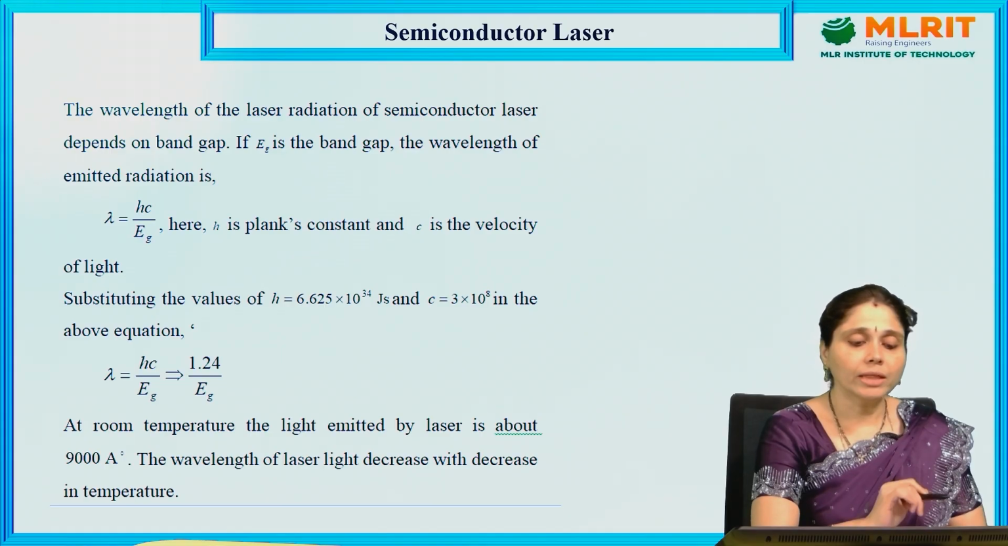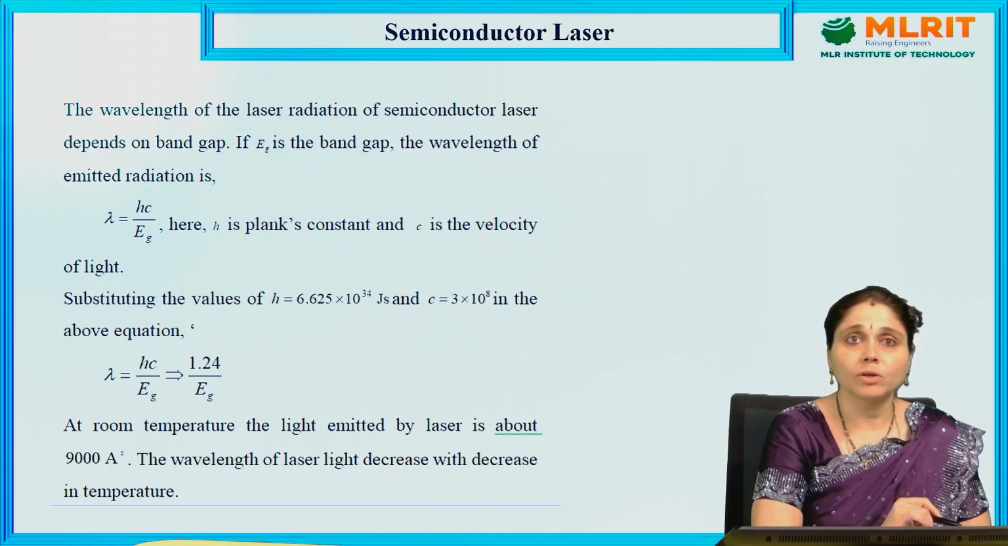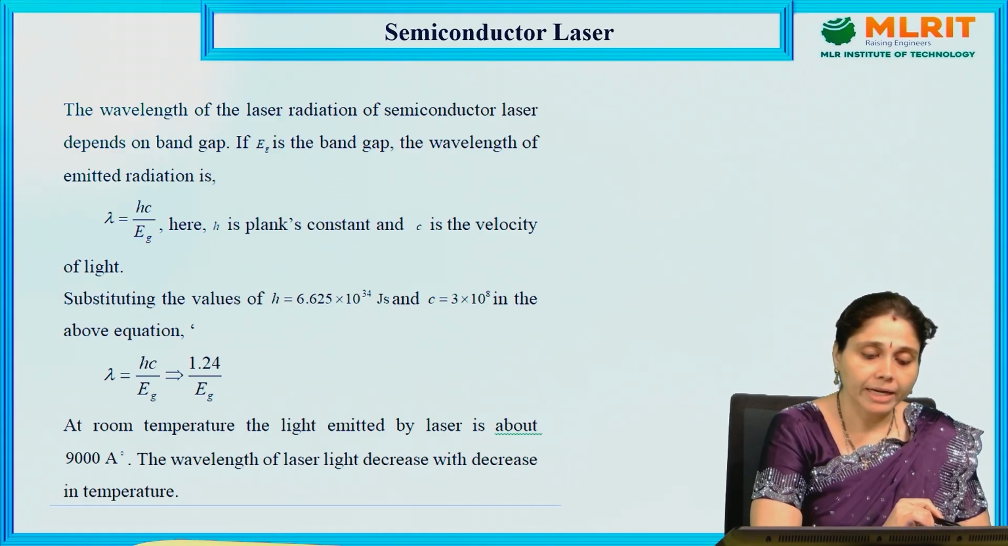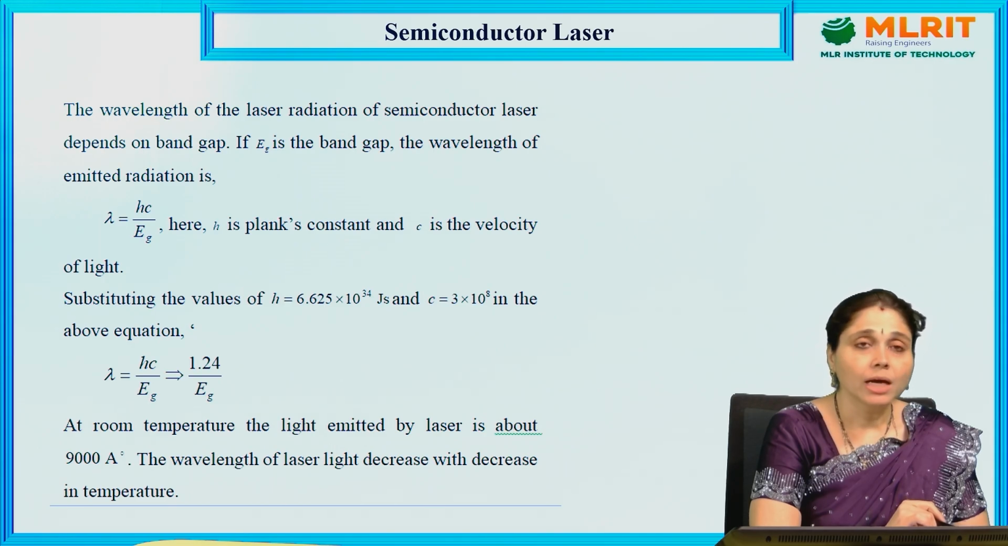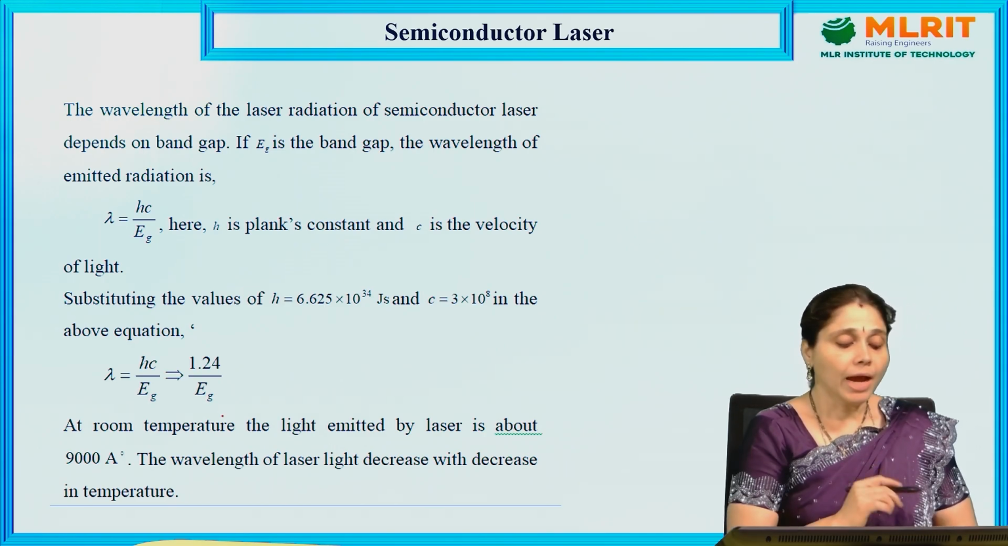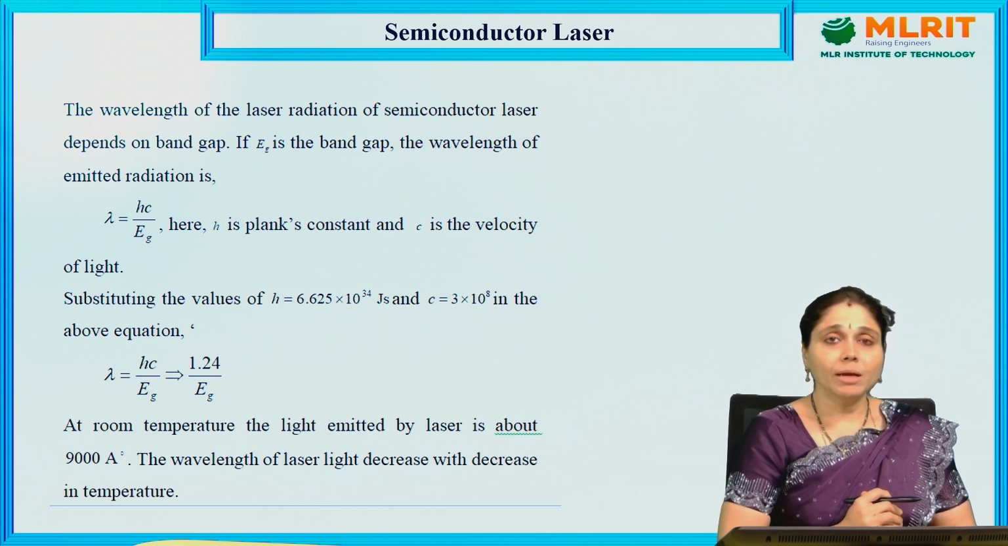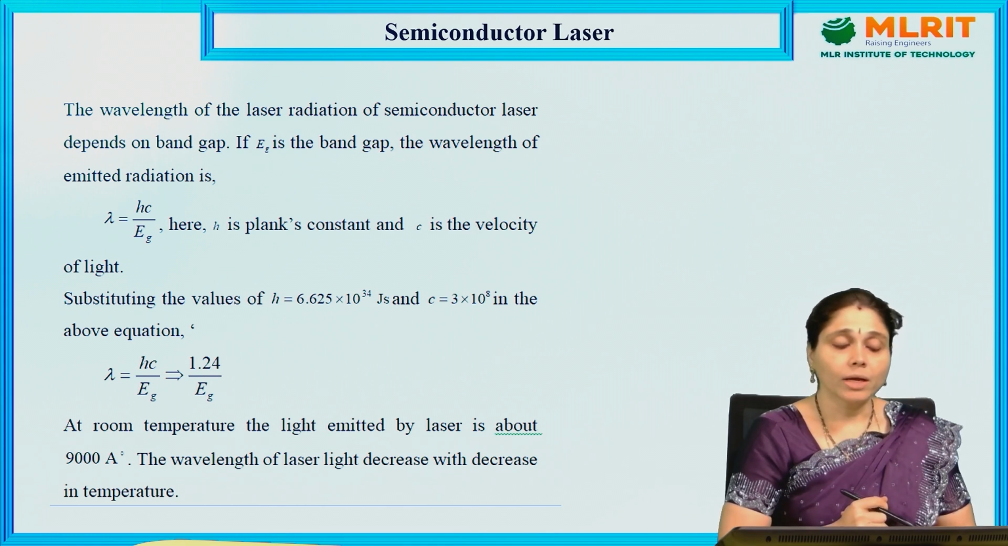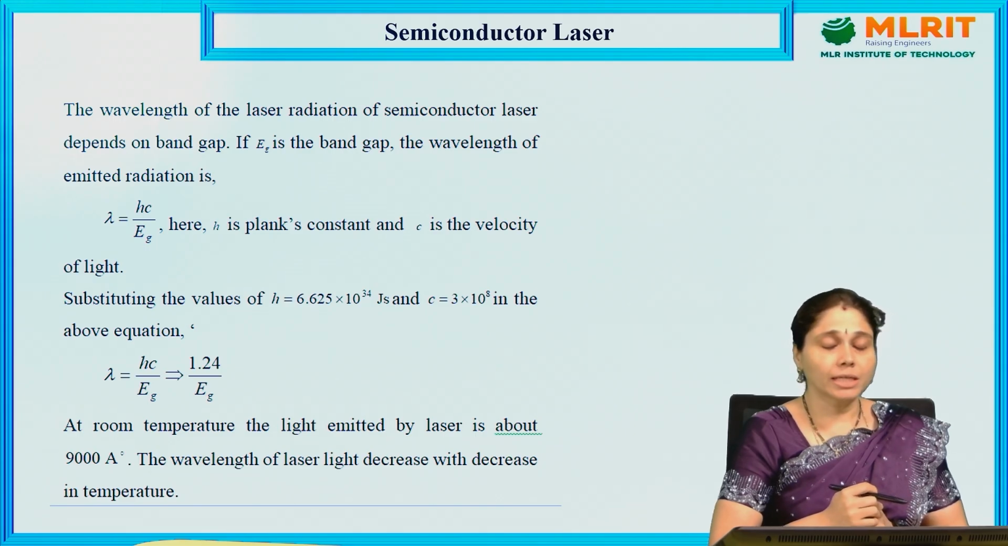Now, the wavelength of laser light of a semiconductor laser depends upon the band gap. If Eg is the band gap, the wavelength of emitted radiation is lambda equals hc by Eg, where h is Planck's constant and c is the velocity of light. Substituting all the values, lambda equals 12.24 by Eg at room temperature. The light emitted by the laser is about 9000 angstroms. The wavelength of laser light decreases with decreasing temperature.